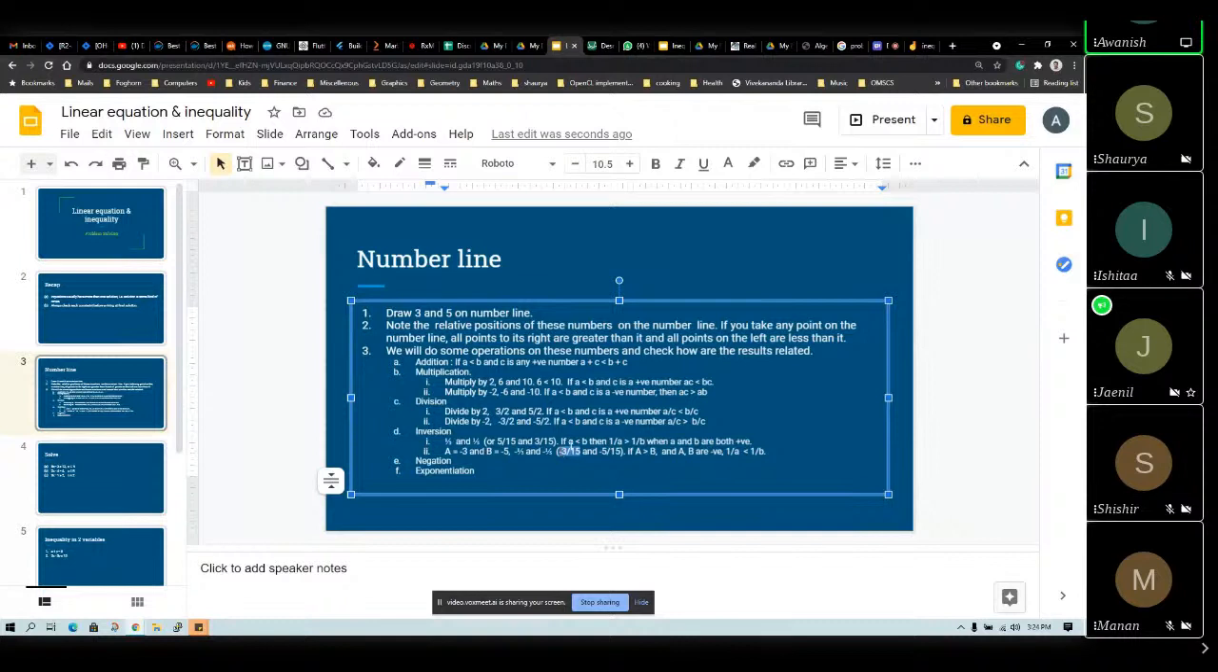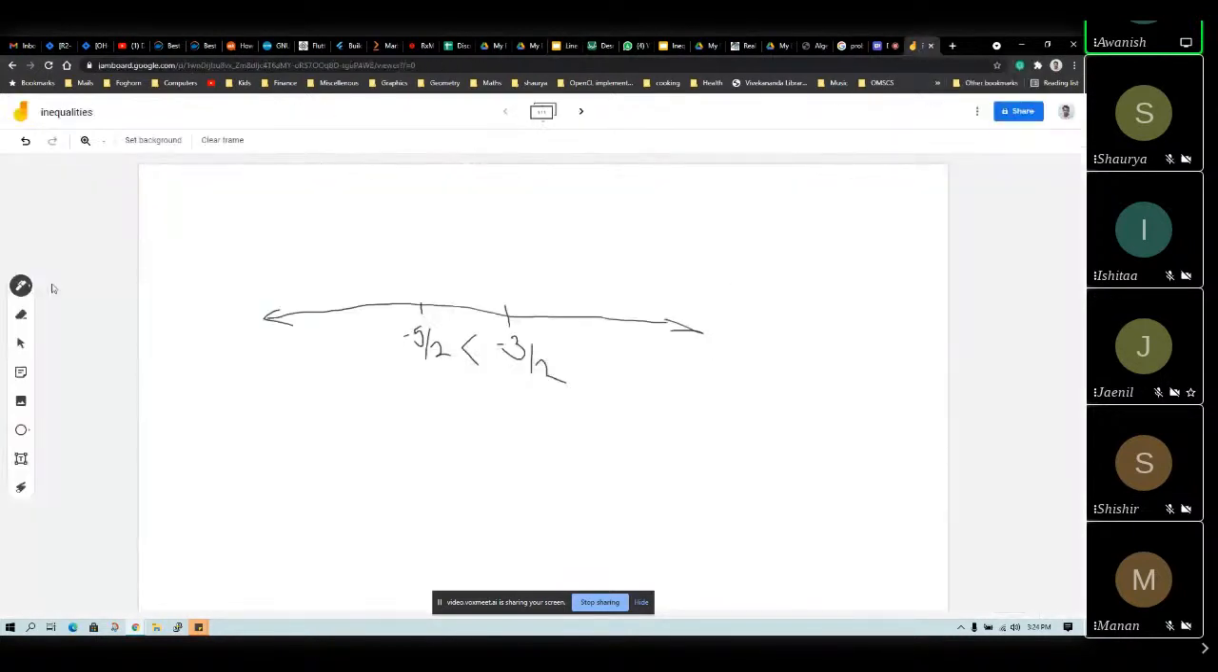Sir, let's draw this. It's easier when we draw this, right? So let's say this is 0 and this is 1. This will be -1 by 3, correct? And -1 by 5 will be right here, isn't it?